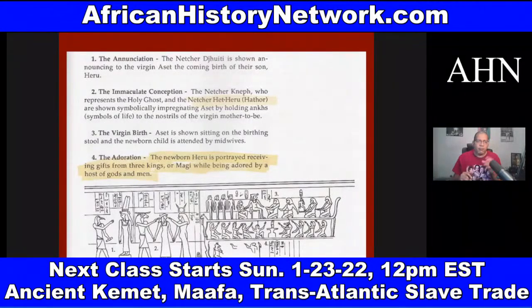Then three, at the top, the virgin birth. Auset is shown sitting on the birthing stool, and the newborn child is attended by midwives. Four, the adoration. The newborn Heru is portrayed receiving gifts from the three kings, or the magi. In the Bible, it doesn't say how many, but the three kings is also in reference to the three stars in Orion's belt, Orion the Hunter. And we know that the star Sirius is in the constellation of Canis Major, the big dog. So Sirius is also known as the dog star.